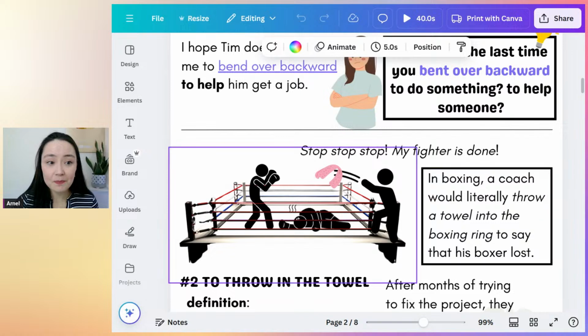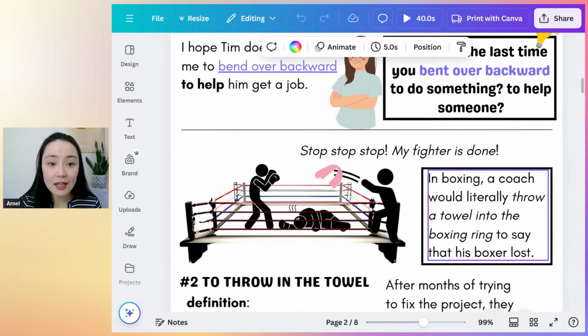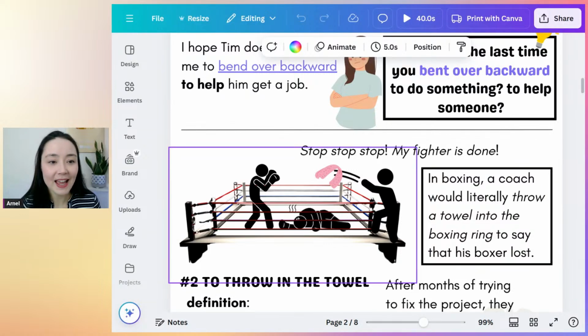In boxing, so this sport is boxing. In boxing, a coach would literally throw a towel into the boxing ring to say that his boxer lost. Stop the fight, it's over. And there we see a towel.